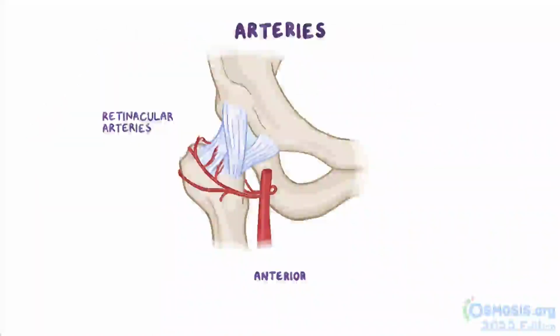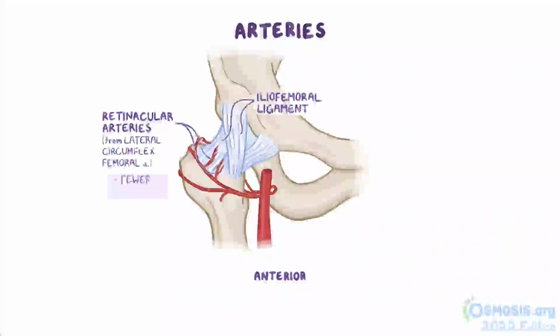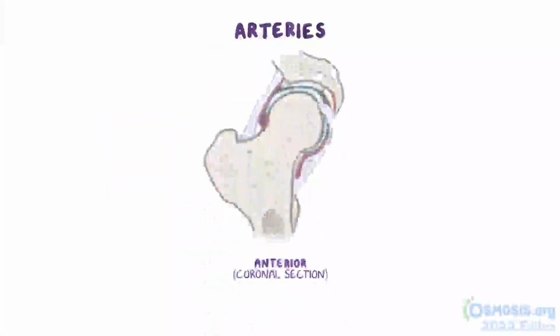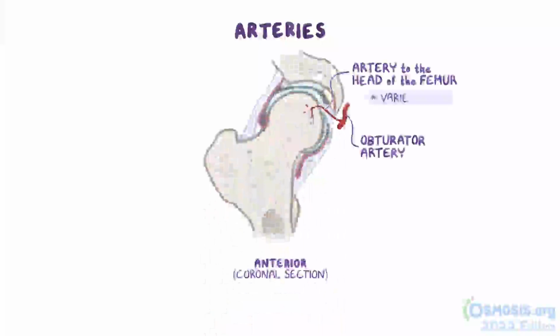Retinacular arteries arising from the lateral circumflex femoral penetrate the thick iliofemoral ligament. There are fewer of them, and they are smaller. And one last important blood supply is the artery to the head of the femur, which is a branch of the obturator artery. It varies in size, and it traverses the ligament of the head of the femur.